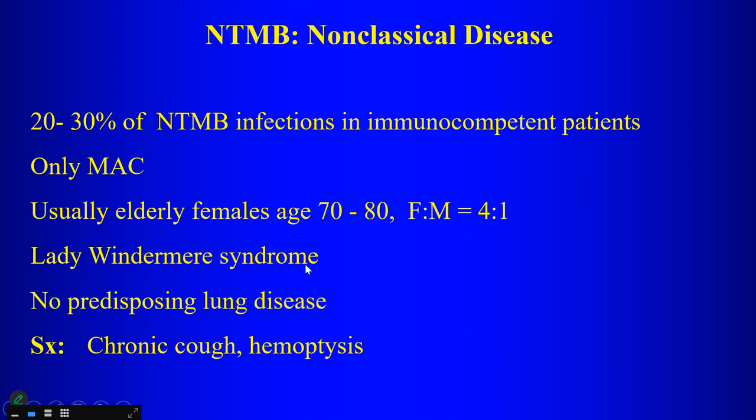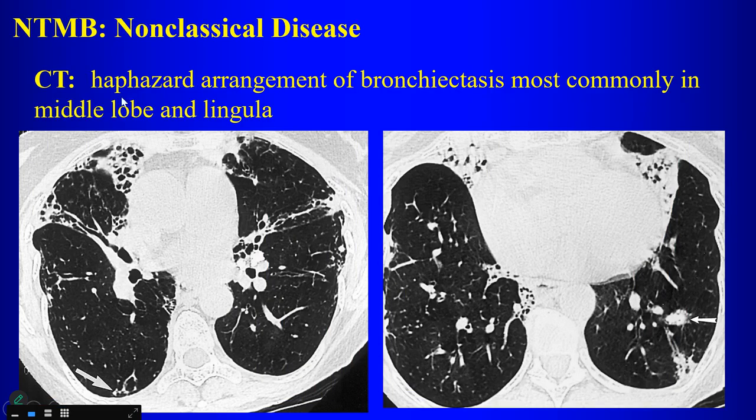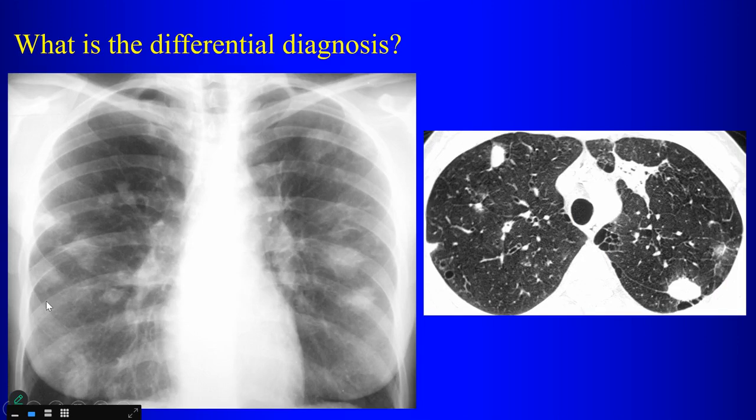So this occurs in elderly females, so-called Lady Windermere syndrome, no predisposing lung disease, chronic cough, hemoptysis. What we look for is that distribution of bronchiectasis and disease in the right middle lobe and lingula, right? So opacities in the right middle lobe and lingula associated with bronchiectasis, elderly females, Lady Windermere, non-classical disease, atypical mycobacterial infection. So right middle lobe, lingula disease, especially with bronchiectasis, tree and bud nodules, non-classical disease.